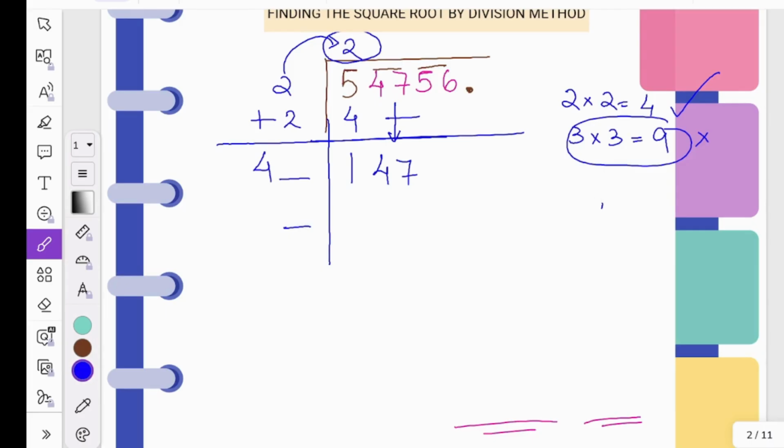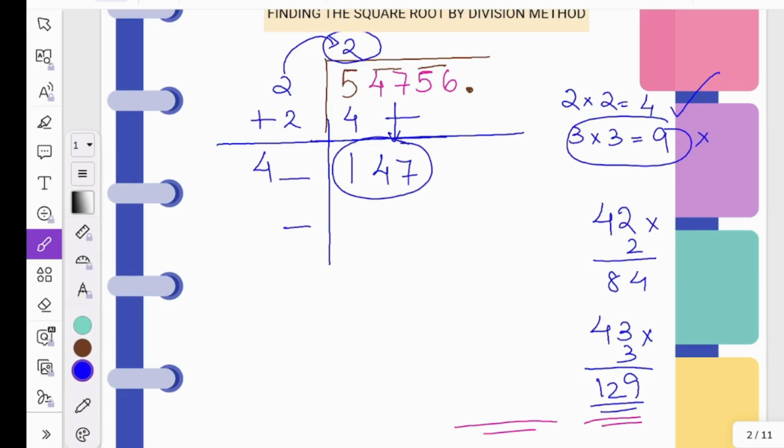So let me check with some numbers. If I am placing 2 over there, 2 into 2, what will I get? 2 2s are 4, 4 2s are 8. And let me check with 3. 4 into 3: 3 3s are 9, 4 3s are 12. So I am getting 129, which is nearer to this number. So I can go with this number. If I choose a number like 4, then that number will be greater than this number. So I will choose 3 over here.